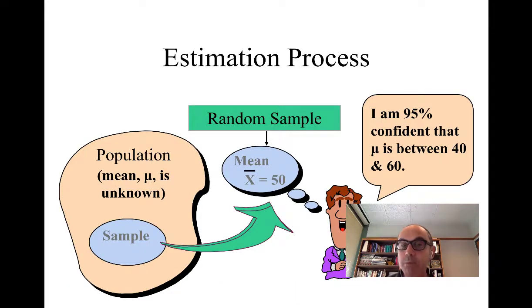So in the estimation process, when you have a random sample and the population mean mu is unknown, I need to find that I am 95% confident that the mu is between 40 and 60.